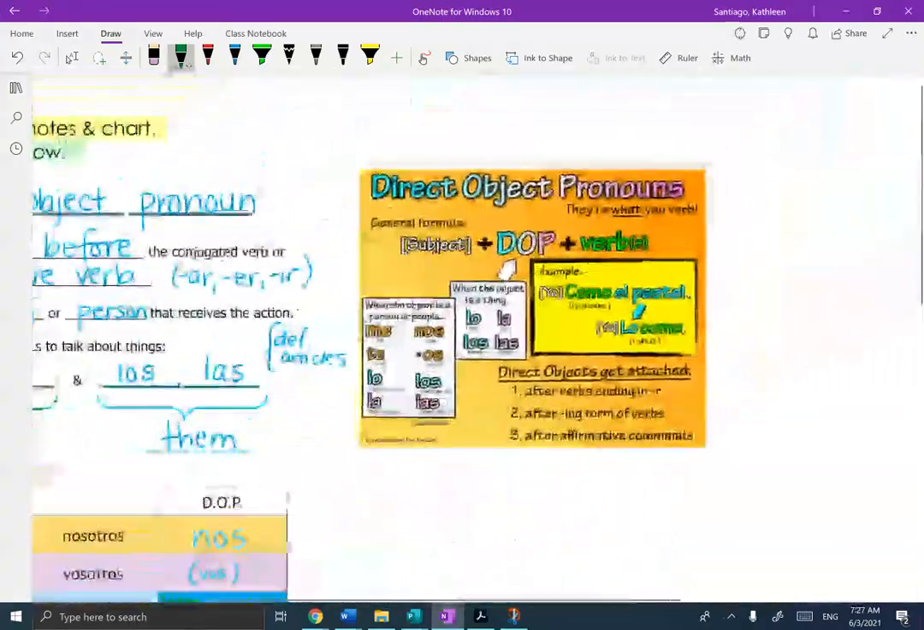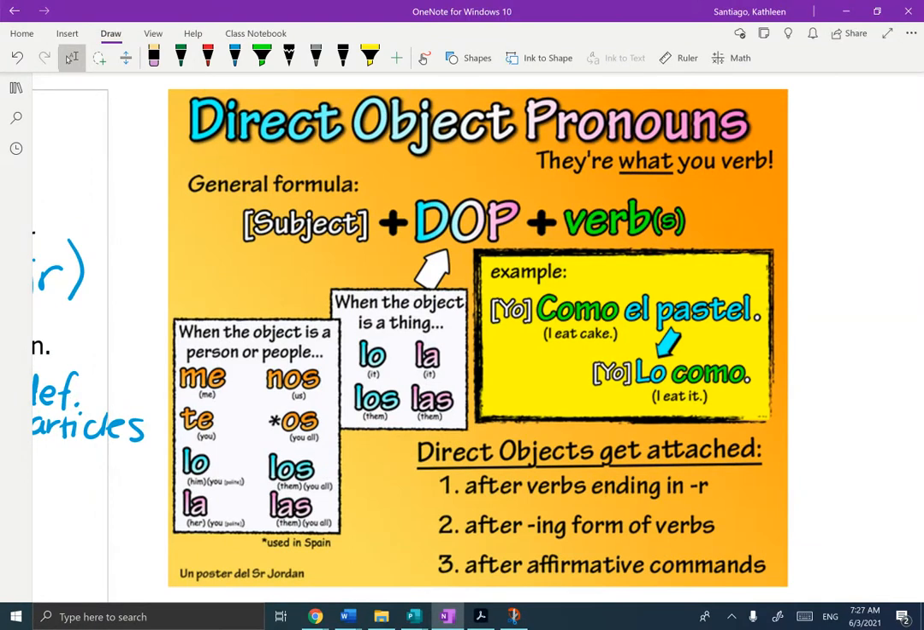Let's take a look at that chart. So direct object pronouns, they're the what you verb, so it's the thing. So the general formula would be the subject of the sentence plus the DOP plus the verb or verbs. When the object is a thing, it's lo or la, los or las. When the object is a person or people, me, te, nos, os, that all makes sense, right? Me, you, us. Then lo is also him or you formal, la is her or you formal, los is them or you all, and las is them or you all. Direct object pronouns get attached after the verbs that end in an R, after an ing form, or after the affirmative commands.